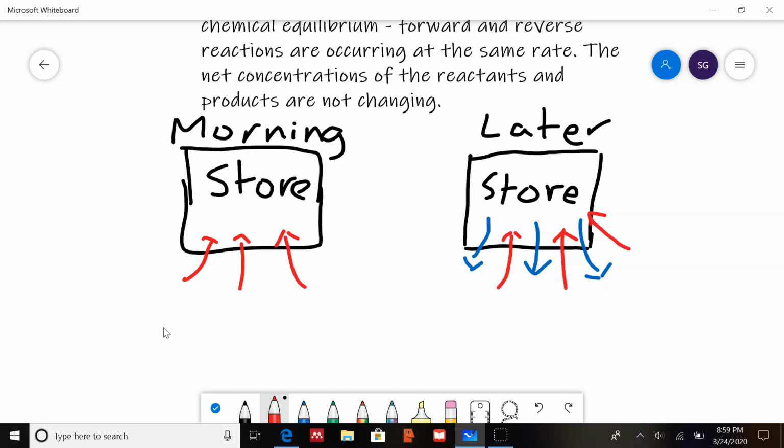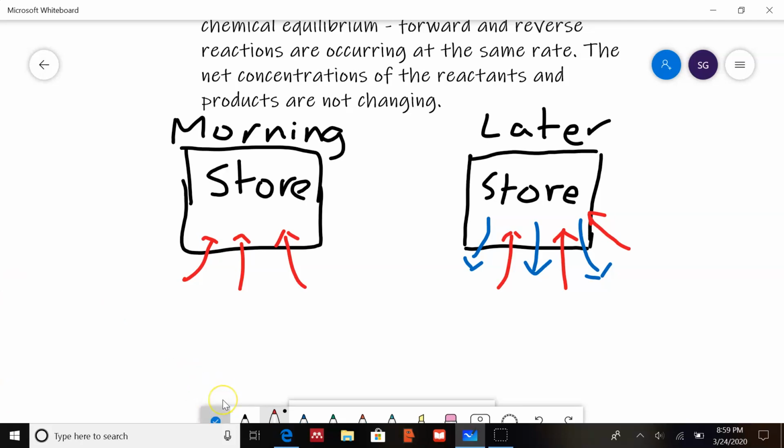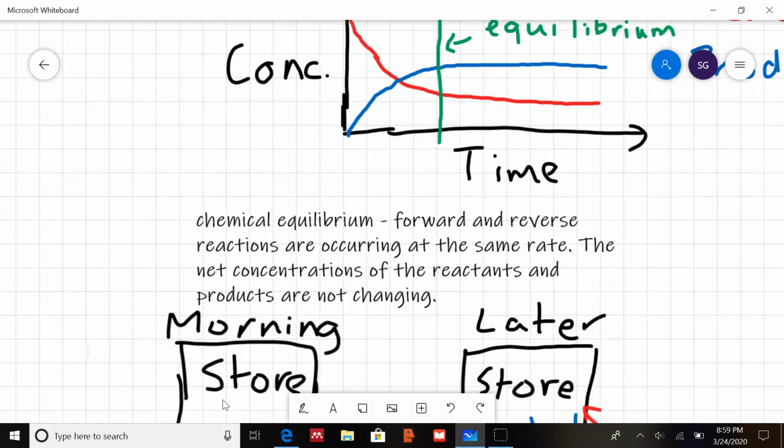It would be approximately the same. Now that doesn't mean that we have the same people in the store, because people are coming and going, but you have approximately the same number of people, because for every person that leaves, approximately the same number of people enter. Well, it's the same thing with chemical equilibrium.